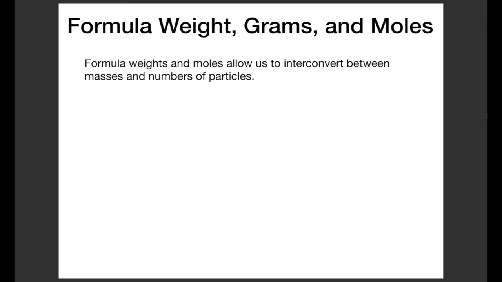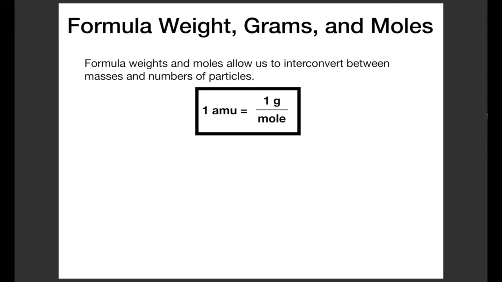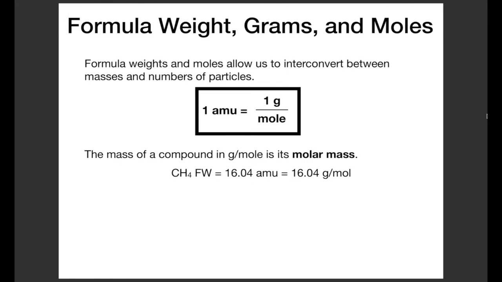The reason that formula weights in moles are important is they allow us to interconvert between the masses of a substance and the number of particles that you have in that given mass. An incredibly important relationship is that 1 AMU equals 1 gram per mole. This allows us to interconvert between masses and number of moles of a substance. If we report the mass per mole of a substance, we call this the molar mass. So methane, which has a formula weight of 16.04 AMU, has a molar mass equal to 16.04 grams per mole. This is because 1 AMU equals 1 gram per mole.